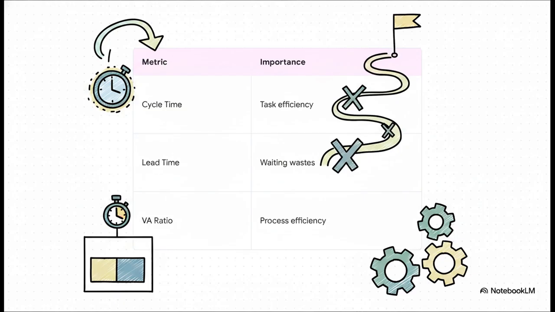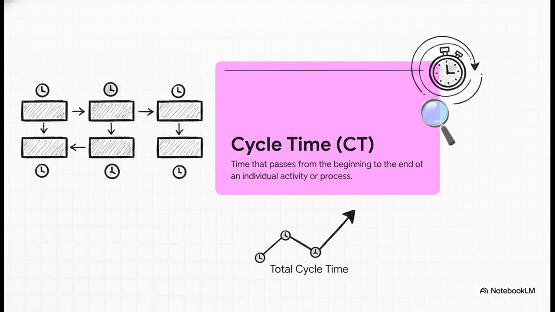Let's break these equations down. First up is cycle time, or C/T. This is strictly the time that passes from the very beginning to the end of an individual activity. It is the actual active processing time. So if it takes a worker exactly 2 hours to assemble a specific component, those 2 hours are your cycle time.